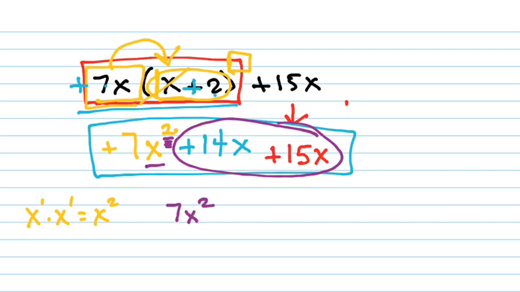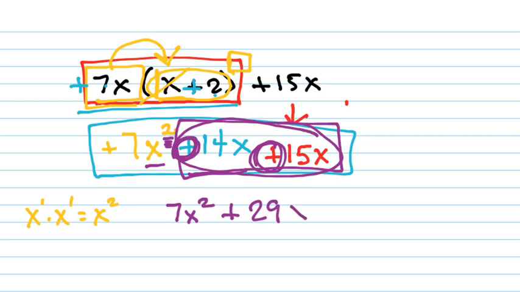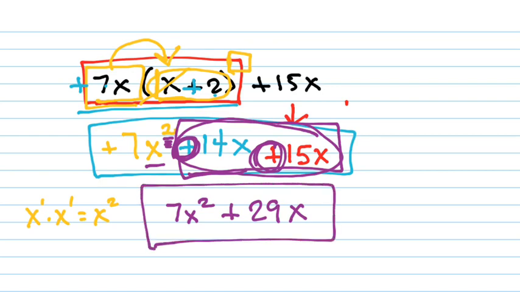So 7x squared won't change, but these 2 are like terms, so I can combine them, right? Add them. Yes. What do I get? 29. Well, what kind of 29? 29x. Plus 29x. Now, are those like terms? No, because the exponents are different. They're never going to be like terms. Okay?